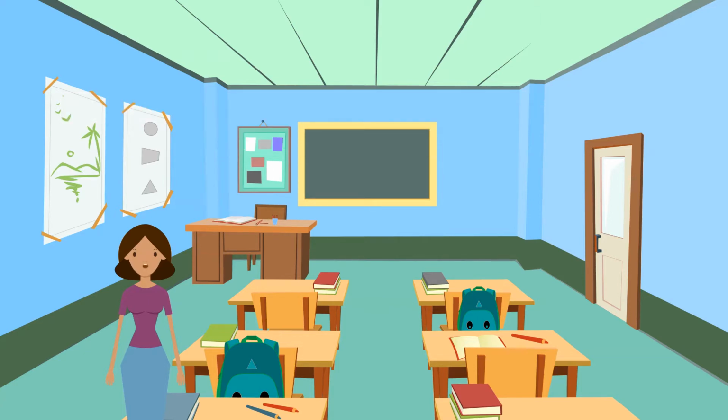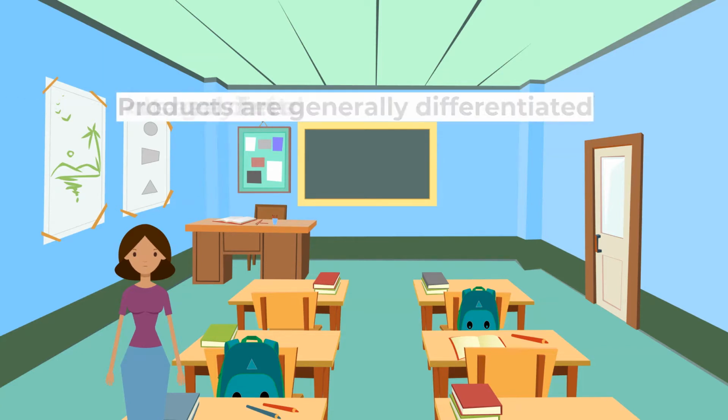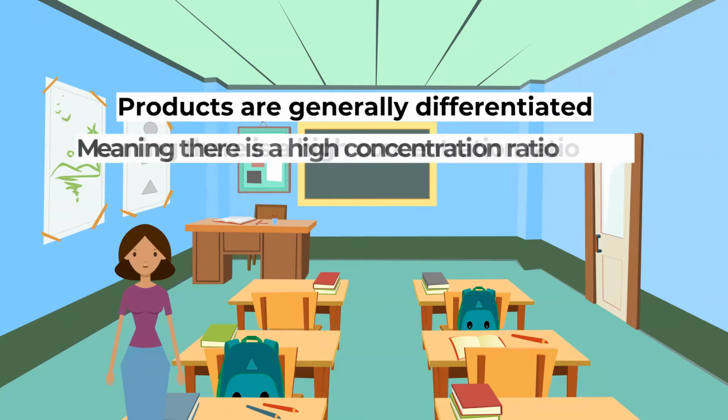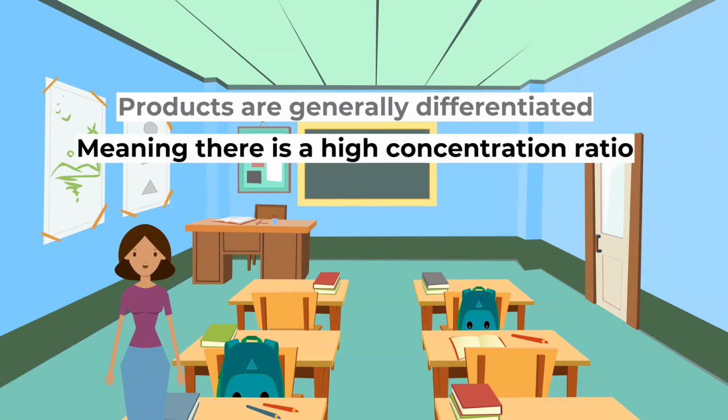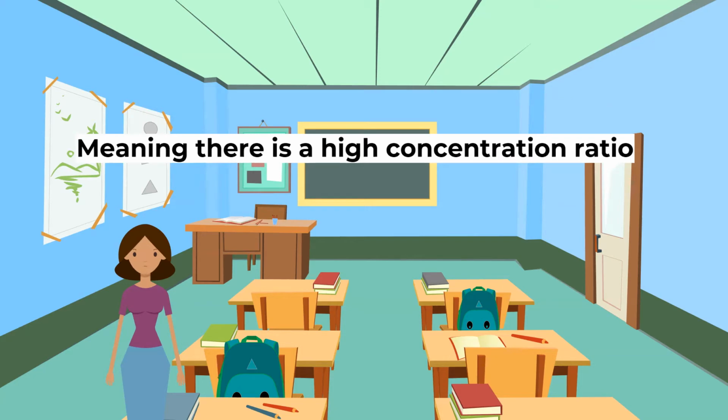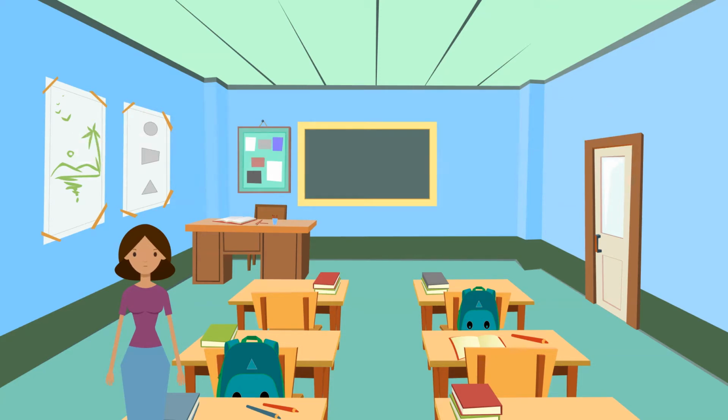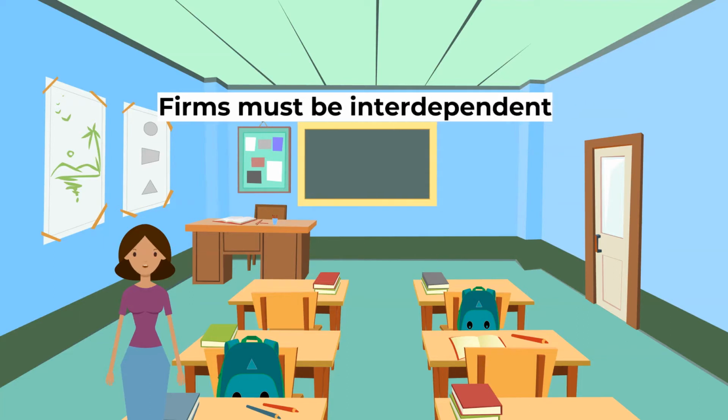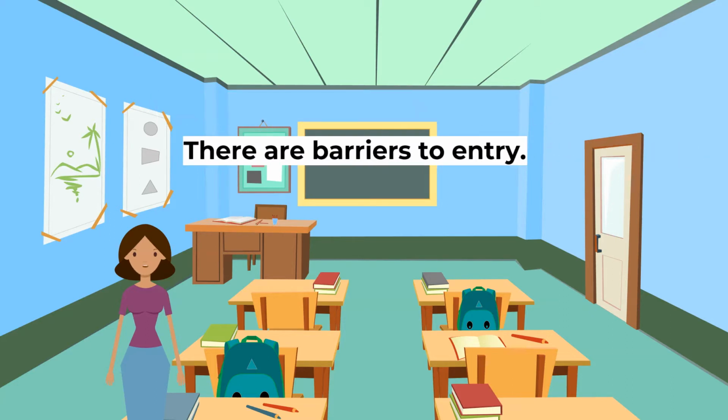There are 4 key characteristics of oligopoly. 1. Products are generally differentiated. 2. Supply in the industry must be concentrated in the hands of a relatively small number of firms, meaning there is a high concentration ratio. 3. Firms must be interdependent, so the actions of one firm will directly affect another. 4. There are barriers to entry.